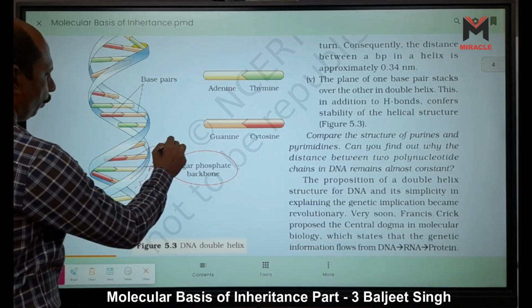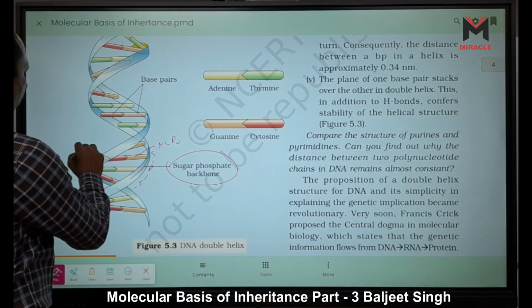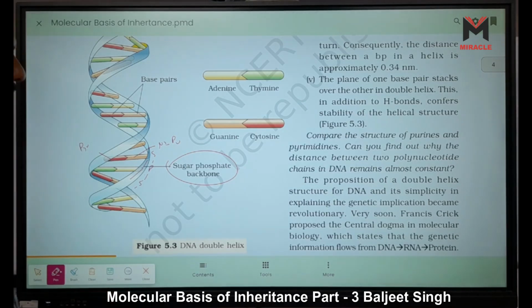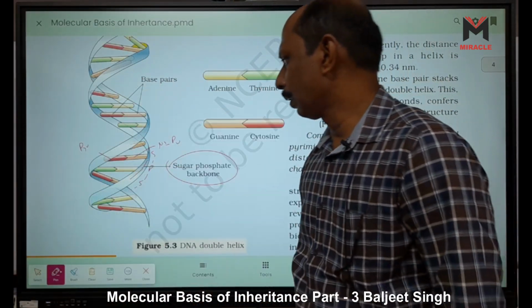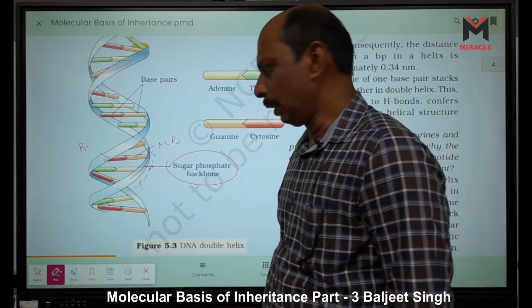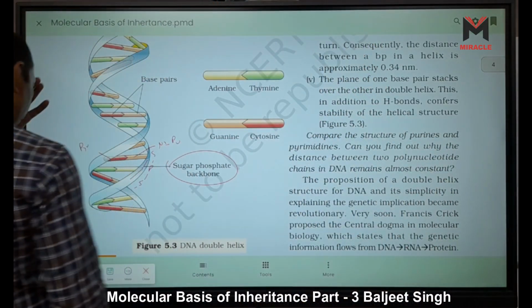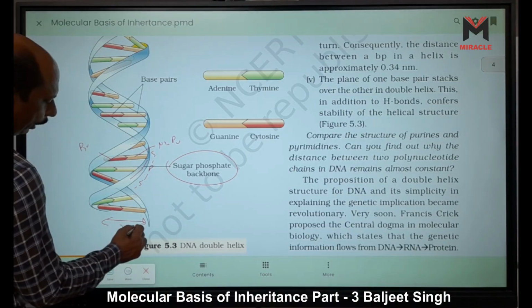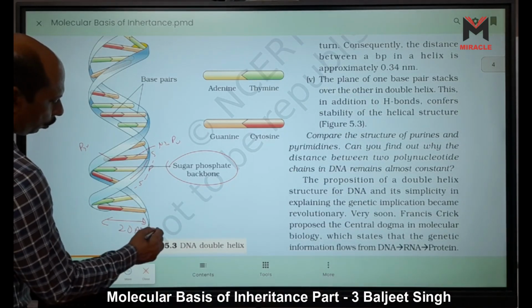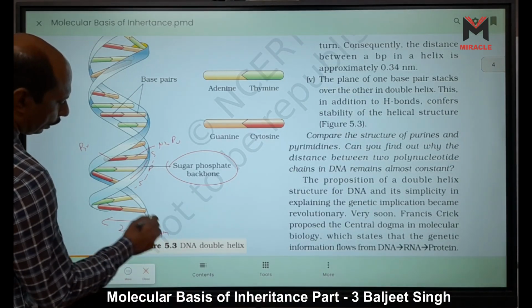If this one is purine, then this one is pyrimidine, right? Adenine, thymine, cytosine, guanine are randomly arranged. This is the structure of our DNA helix. Another thing I tell you here: the distance between these two is 20 angstrom, or we can say 2 nanometer, right?